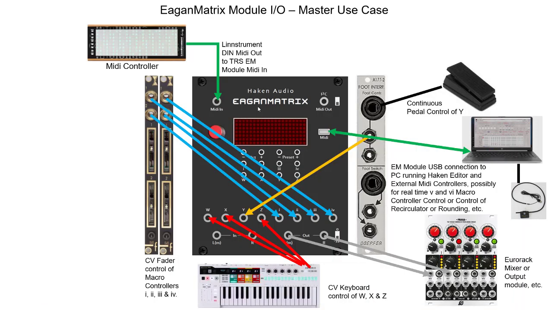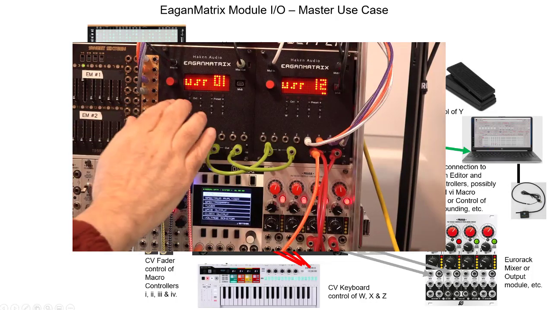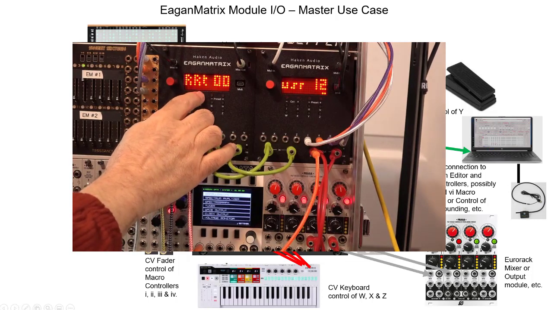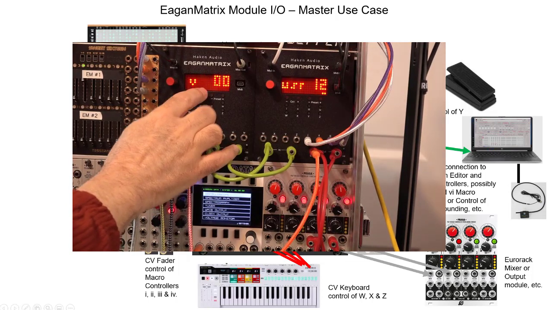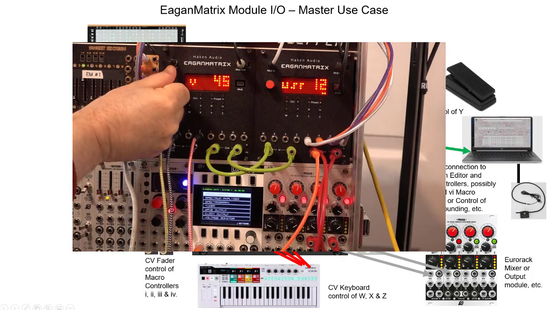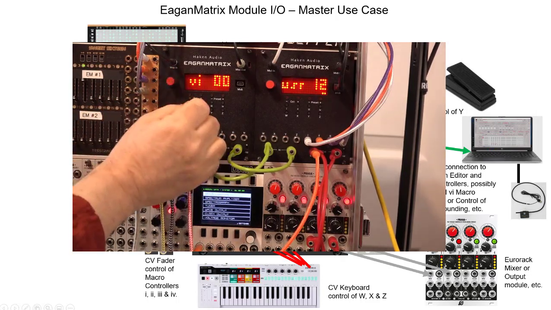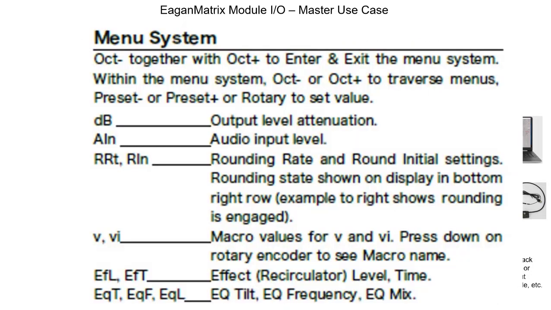As you notice, you can only access microcontrollers 1 through 4 on the front panel, but if you go into the menu system, press the octave plus and octave minus buttons together, you go into the menu system, then you can navigate to controllers 5 and 6, and using the rotary you can in real time change those as well. The menu system can also do other things like change the attenuation of the module. It can set rounding, can change EQ settings, a few more things.